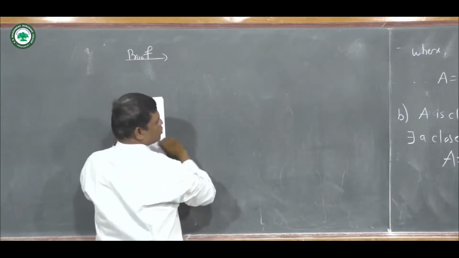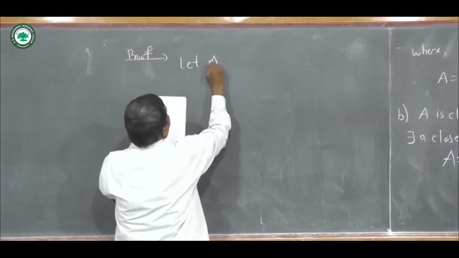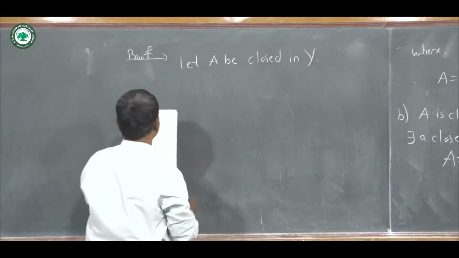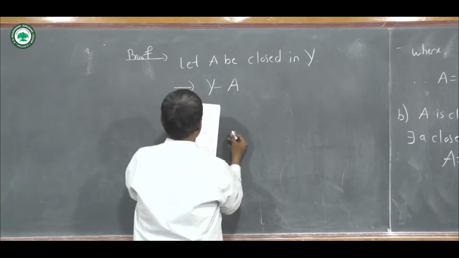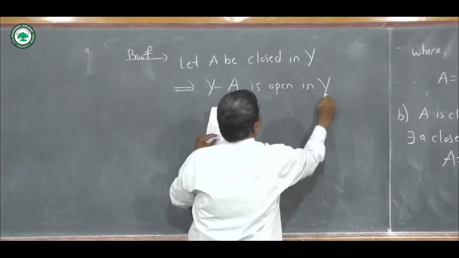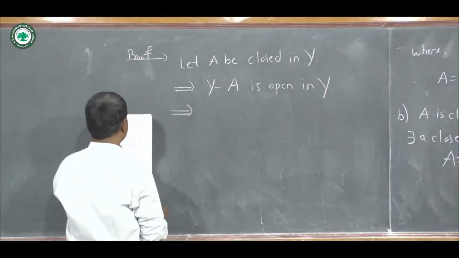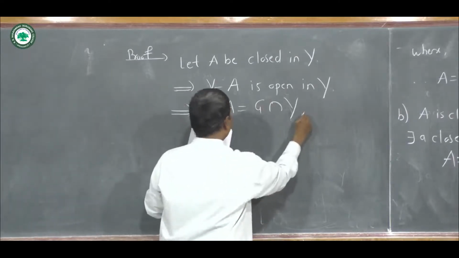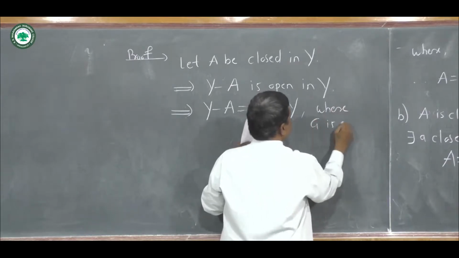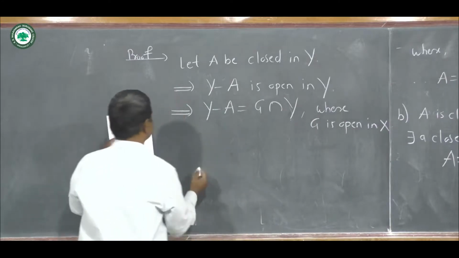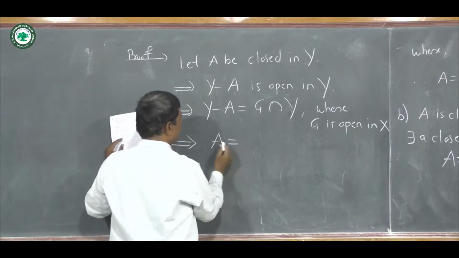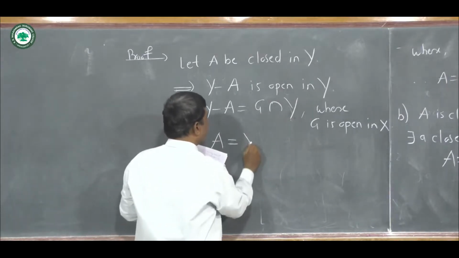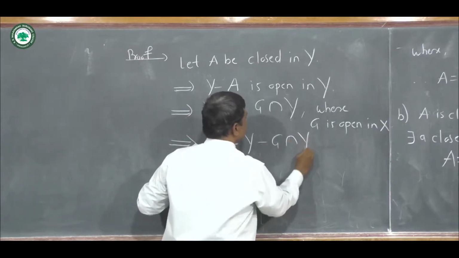To prove this, we consider A as a closed set. So let A be a closed set in Y. This implies that the complement of A is open in Y. Now using the first part of this theorem, since the complement of A is open, we can write the complement of A is equal to G intersection Y, where G is open in X. So this implies that A is equal to the complement of G intersection Y.